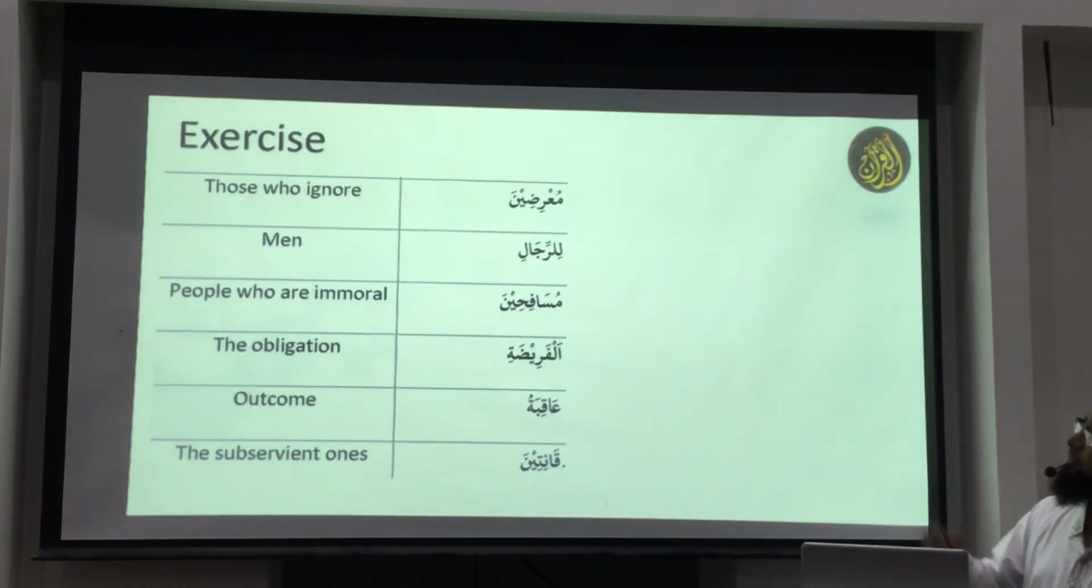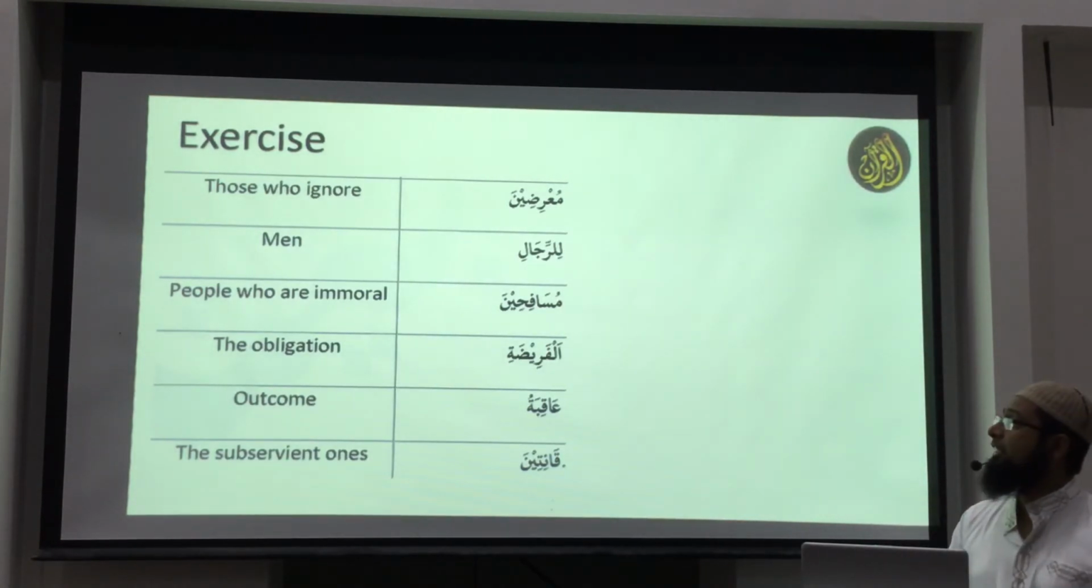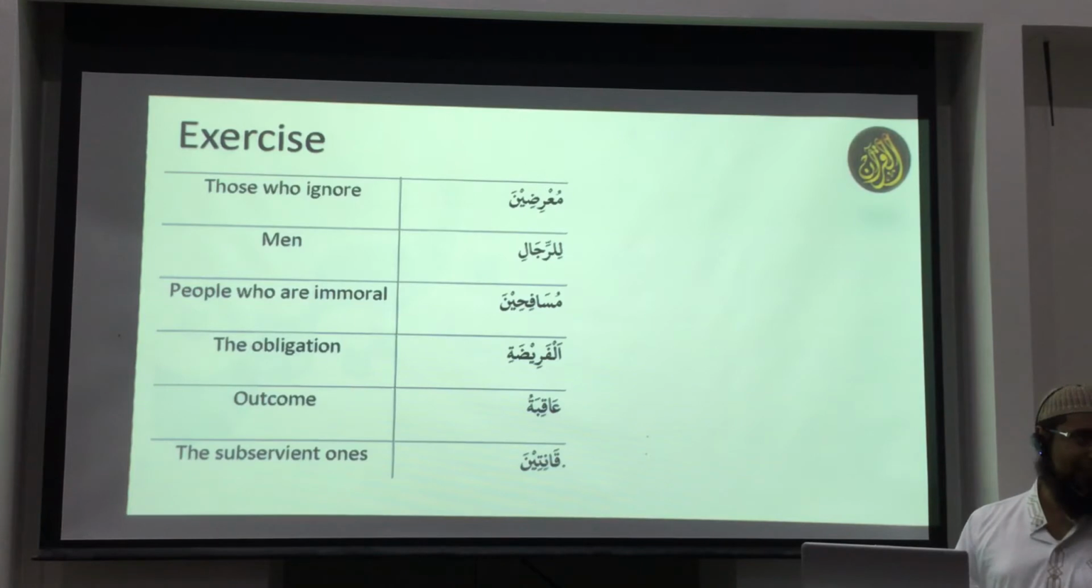Next one is very easy, I think. Musafihina, just like the Mu'uridina. So this is also masculine. It is from the chart, like Muslimina, and it is plural. It could be nasab or jar.